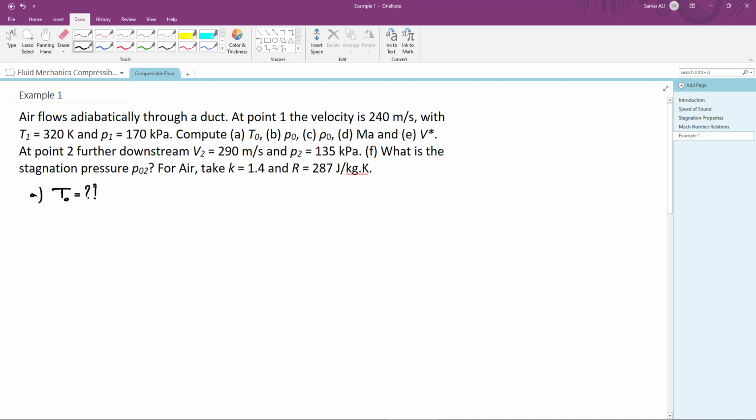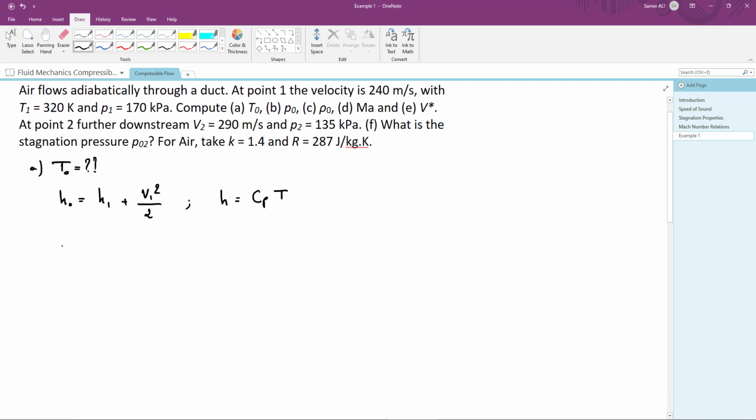As we said before, for an adiabatic flow and in the absence of heat transfer, the stagnation enthalpy H0 will remain constant and it will be equal to H1 plus V1 square over 2. And we know that for an ideal gas, the enthalpy is related to the temperature by the specific heat at constant pressure Cp multiplied by the temperature T. So H0 will be equal to Cp T0, equal to H1, which is Cp T1 plus V1 square over 2. So T0 will be T1 plus V1 square over 2Cp.